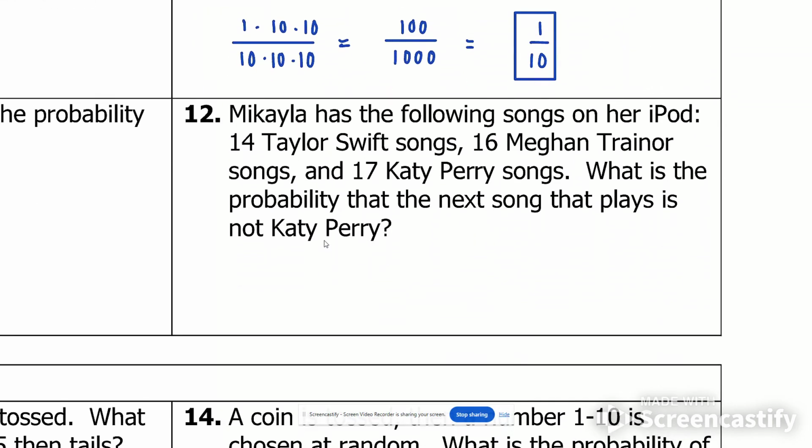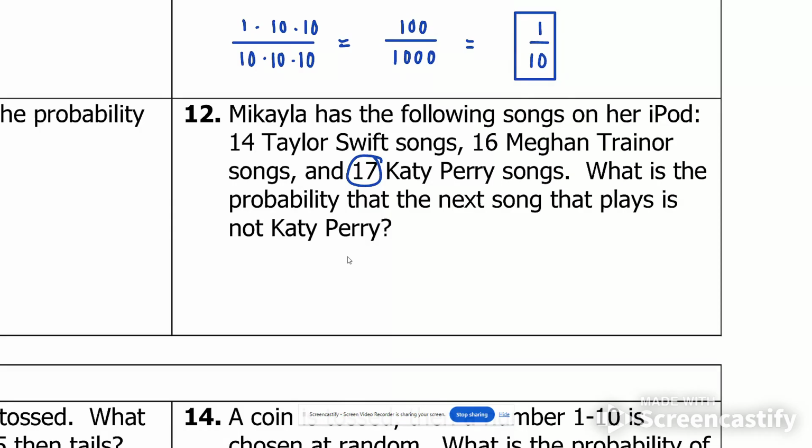All right, number 12. Michaela has the following songs on her iPod: 14 Taylor Swift songs, 16 Meghan Trainor songs, 17 Katy Perry. And I know these are probably outdated compared to what you guys are actually listening to, but whatever. What is the probability that the next song plays is not Katy Perry? Okay, so look, we have 2 options. You could do the complement, or you could tally up the ones that are not Katy Perry. I like to do complements when I see that word not.